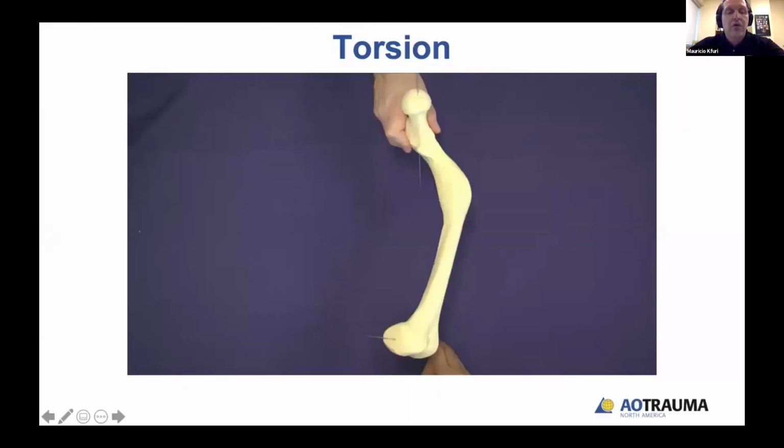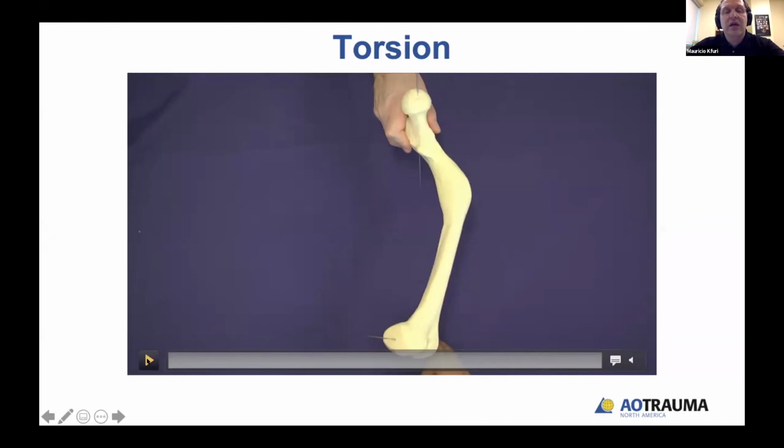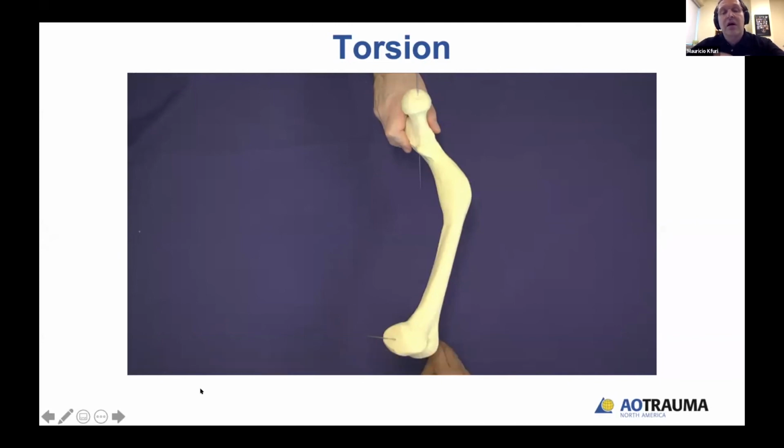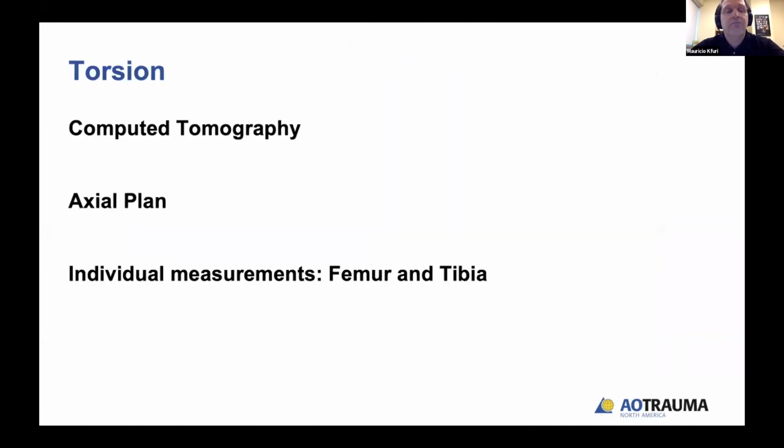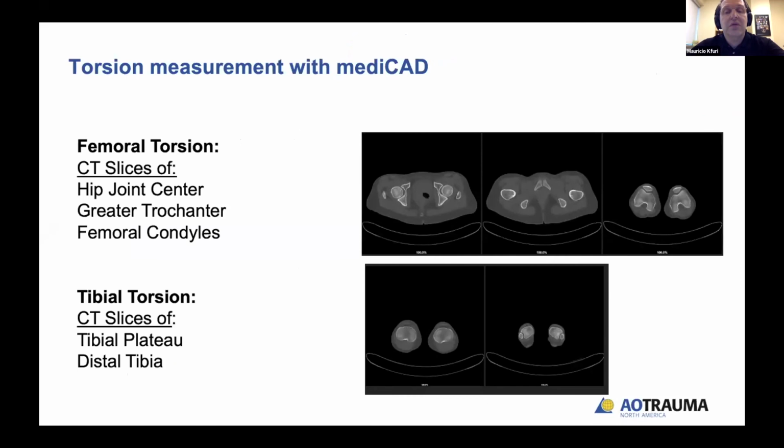When you go for torsion, you're going to see that torsion is a very interesting deformity because you cannot really appreciate torsion very well with X-rays. You need CT scans to do that. And this is a typical torsional deformity. For torsion, you need computed tomography to evaluate the axial plane. And you have to measure this for the femur and for the tibia.